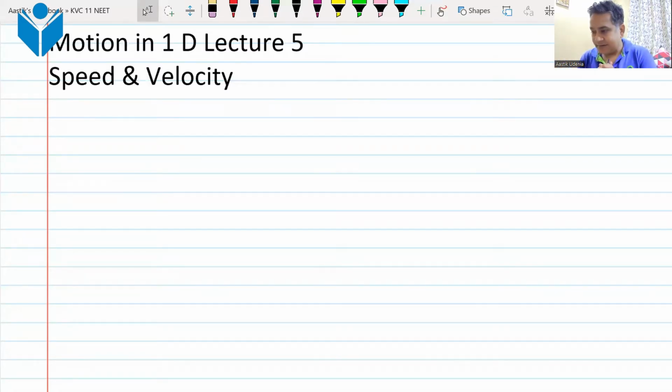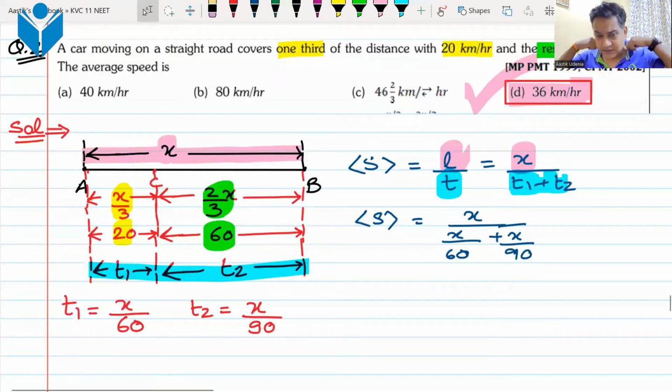Good morning, everyone. This is lecture number 5, and we are moving on to speed and velocity. In the last class, if you remember, we had done some problems on average speed. We had seen what is speed. A particle covers one part of the distance with this much speed, the other part with this much speed. What is the average speed? Do we remember those questions? Yes or no?